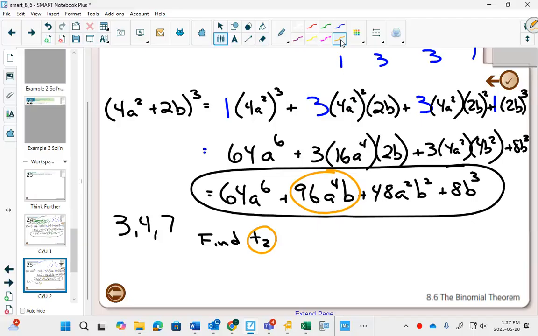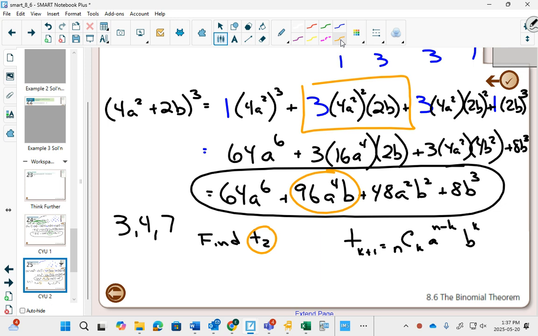So how could we do this quicker? Well, we could still do the whole setup, right? You could do the whole setup and then just simplify this part. But the formula does that for us. So we're going to look how we use the formula to do this for us. Because the formula looks like this, and I'll rewrite it here. T sub k plus 1 equals n choose k, a to the n minus k, b to the k.